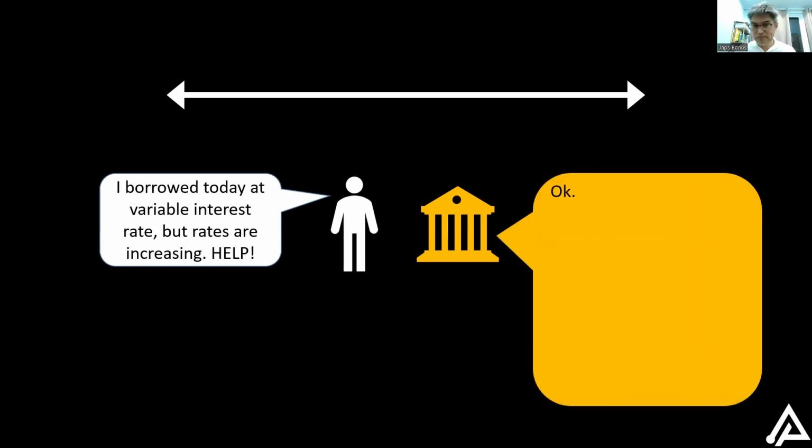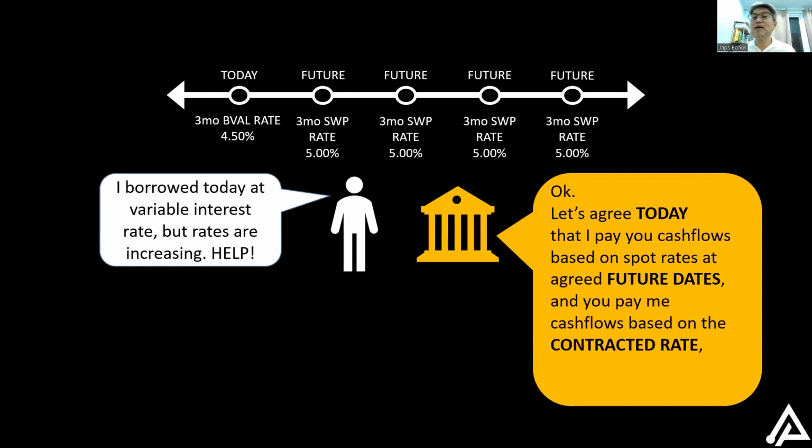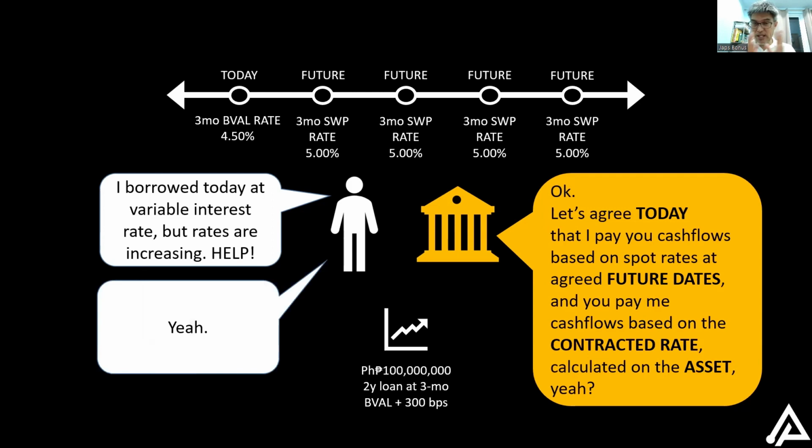Now, in this particular case, the company can approach a bank. Okay, let's agree today, if your 3-month rate is 4.5%, that in the future, let's fix that interest rate. Let's make it 5%. So your debt that used to be floating, because of the swap derivative contract, now becomes fixed in substance. So that's the swap contract. Earlier, the forward contract was one time only. The swap derivative contracts, on the other hand, run over a recurring period of time.